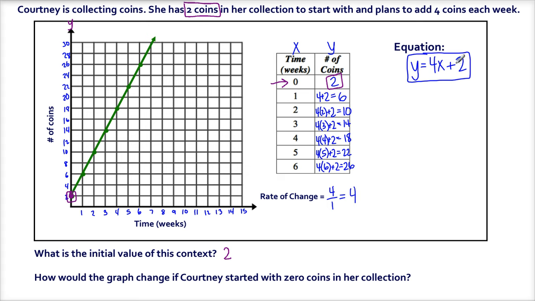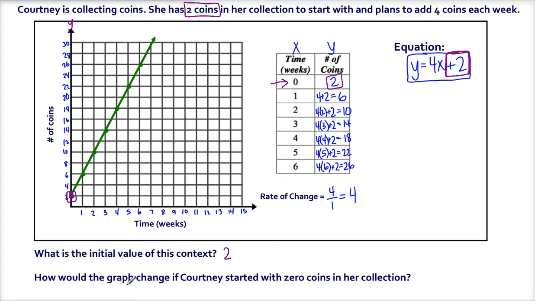And finally, you can see the initial value in the equation right here. It's what's being added to the number of coins that she adds each week. So however many coins she gets every single week, plus this 2, is the initial value. Okay, so that's how we can find the initial value in the 4 different representations.